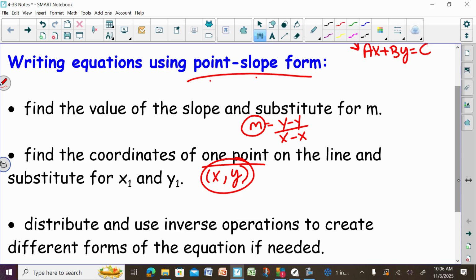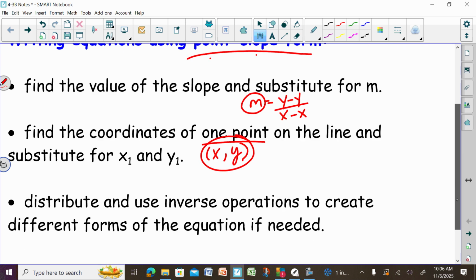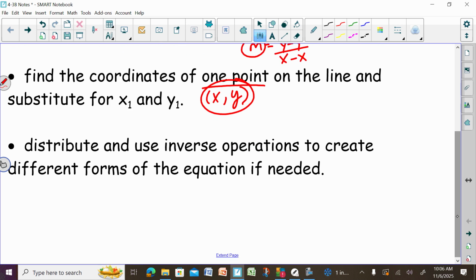You're going to distribute and use inverse operations to create the different forms needed. We did that yesterday. We distributed through and put it into standard form. We distributed and we put it into slope-intercept form. So it just depends on what they ask for is what form we end up giving. But we always start with point slope.